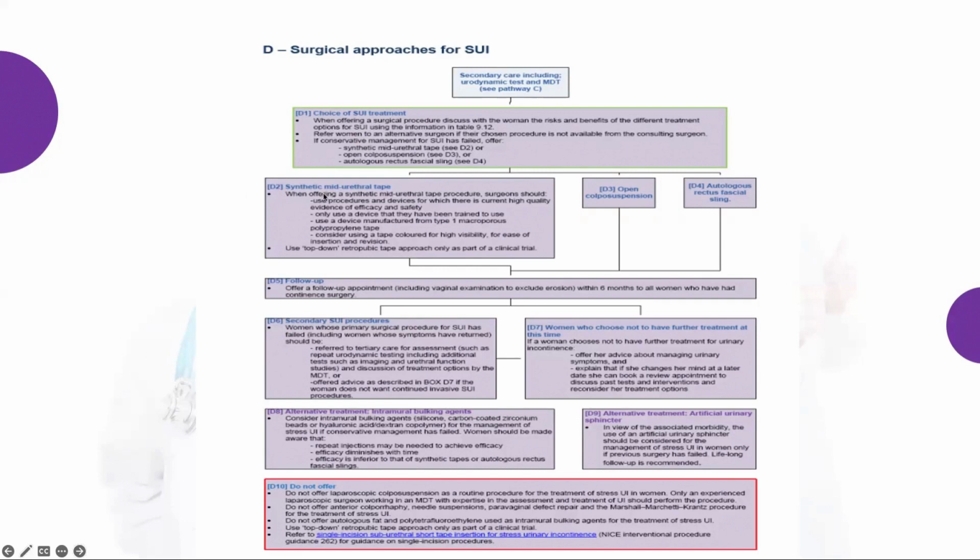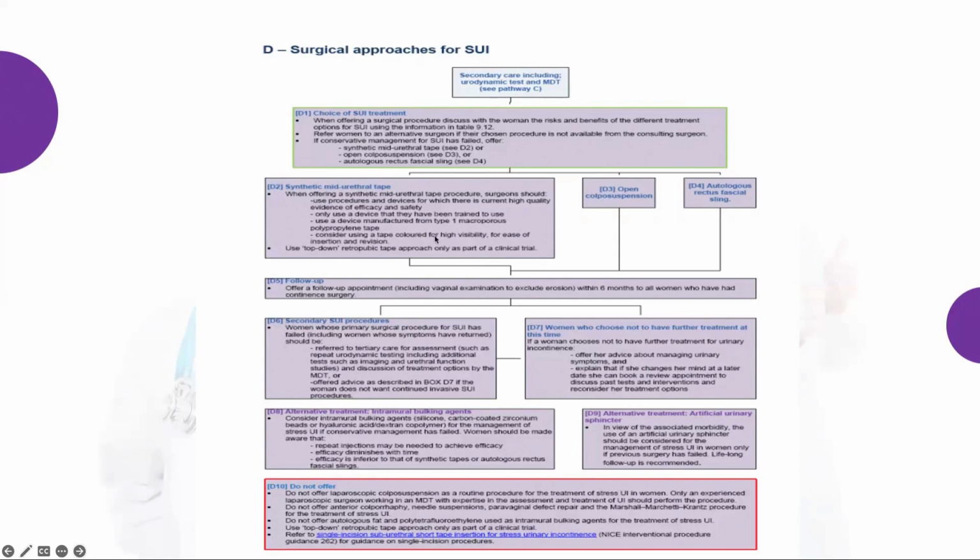Once you are offering a synthetic mid-urethral tape procedure, you should use procedures and devices which are of high quality, evidence-based in efficacy and safety. Always use a device which you have been trained for, and use a device which is manufactured from type 1 macroporous polypropylene tape. So please, these are case-based discussions. Remember what type of tape you will use, of which material. This type 1 macroporous polypropylene tape is important. Remember that, okay?